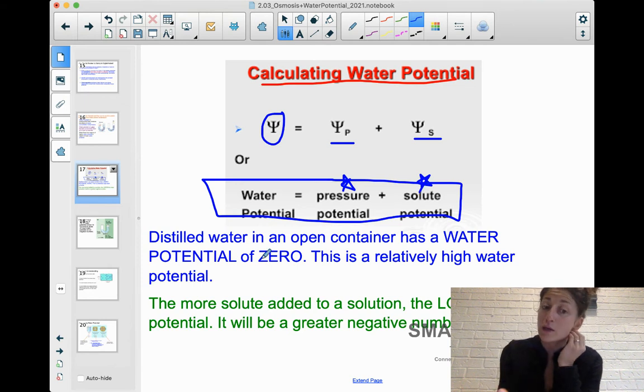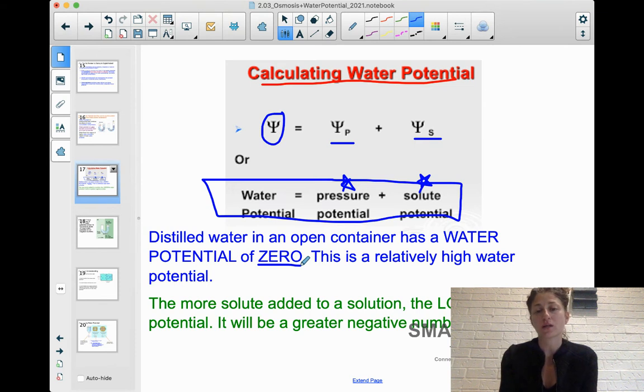So distilled water, so no solute, in an open container, so no pressure, has a water potential of 0. And this is a pretty high water potential. The more solute you add to a solution, the lower the water potential. So you're decreasing its likelihood to move. It's almost like you're adding something that's making it heavier, right? It's harder for it to move. And that will be a greater negative number.